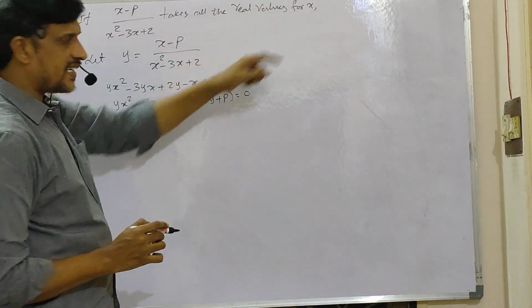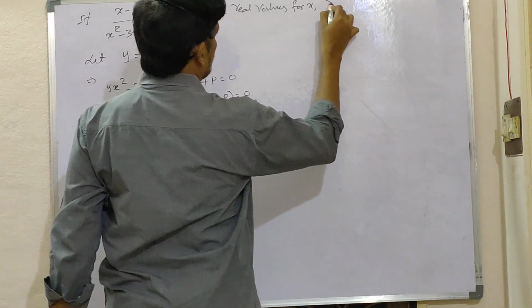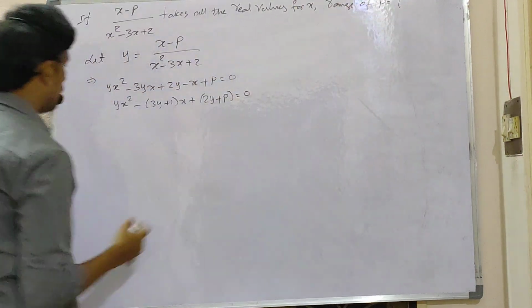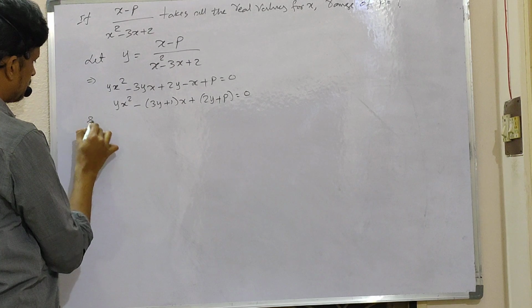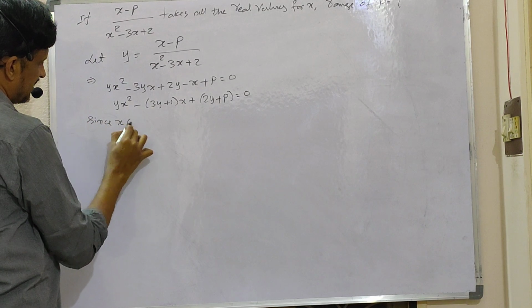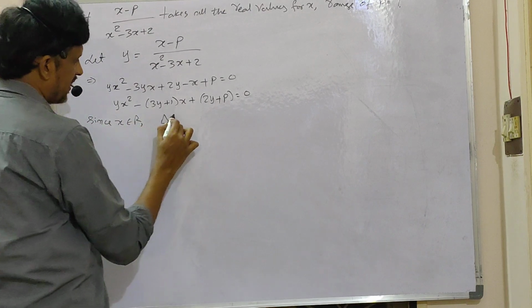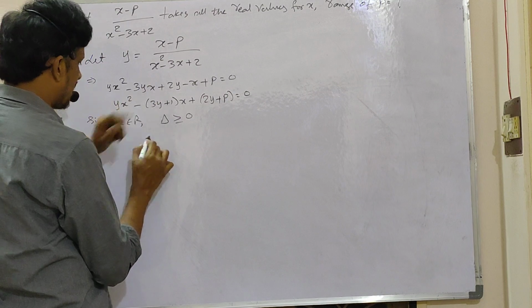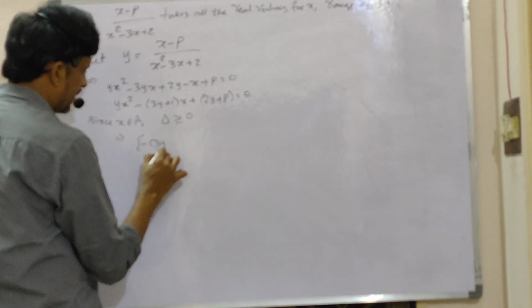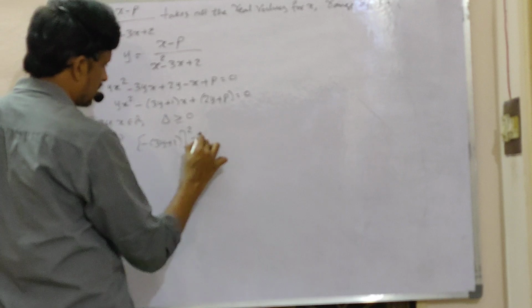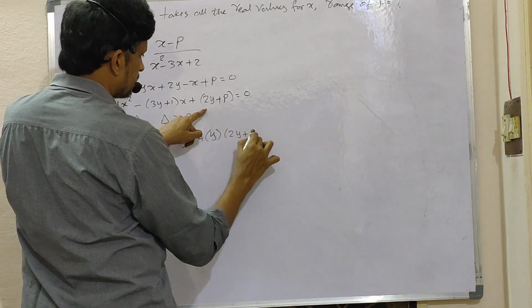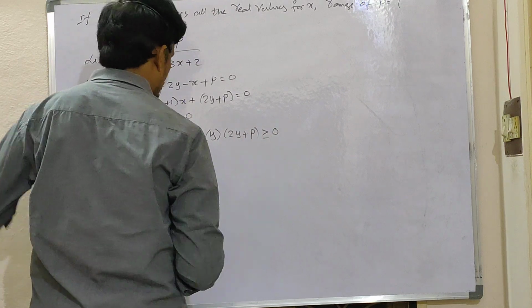Since x takes all the real values, here range of p we are finding. Okay. So since x is real, delta, the discriminant, should be greater than or equal to 0. That is b square, that means minus of (3y plus 1) whole square, minus 4ac, is greater than or equal to 0.